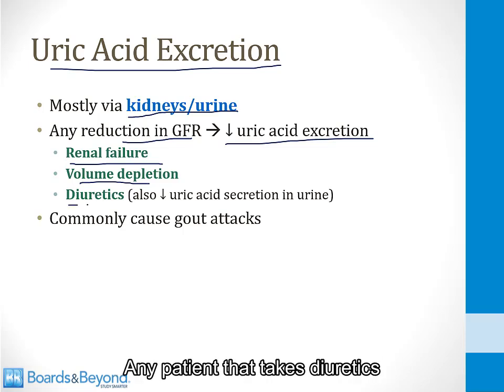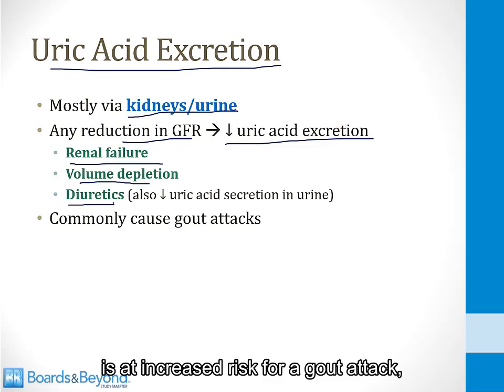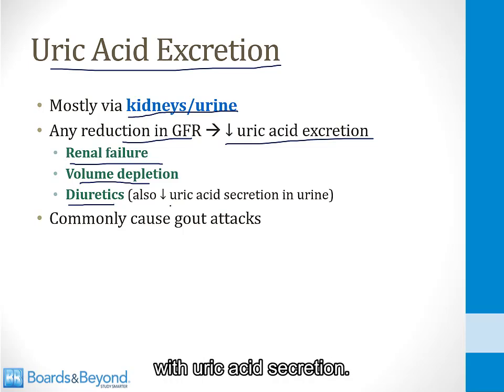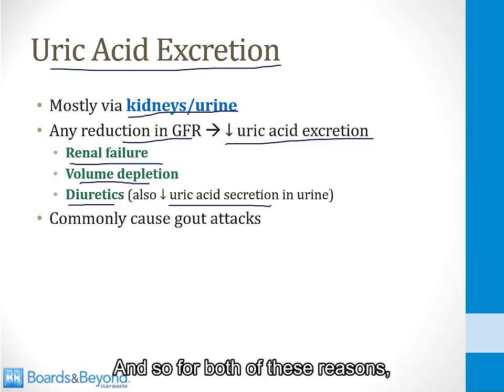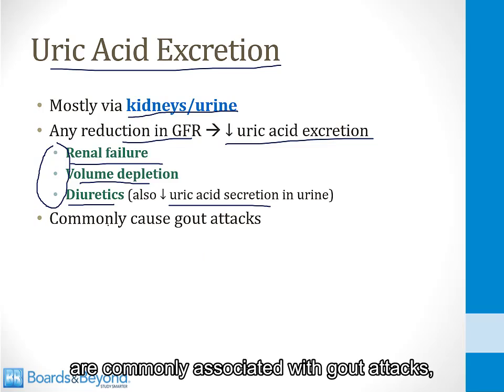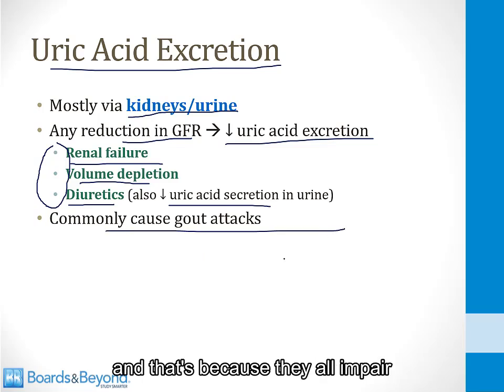Any patient that takes diuretics is at increased risk for a gout attack, and that's because diuretics decrease the glomerular filtration rate. Also, many of them directly interfere with uric acid secretion, and so for both of these reasons, diuretics often lead to gout attacks. All of these things, renal failure, volume depletion, and diuretic therapy, are commonly associated with gout attacks, and that's because they all impair the excretion of uric acid.